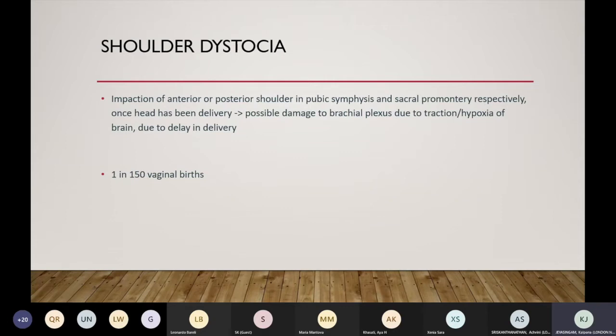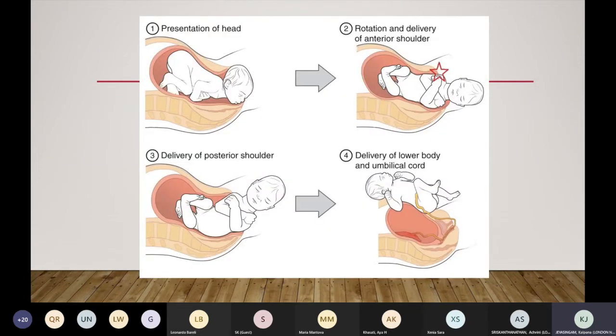And how likely is it that shoulder dystocia happens? It's like 1 in 150 vaginal births, which is quite common. And this is just how you would normally expect the child to deliver.